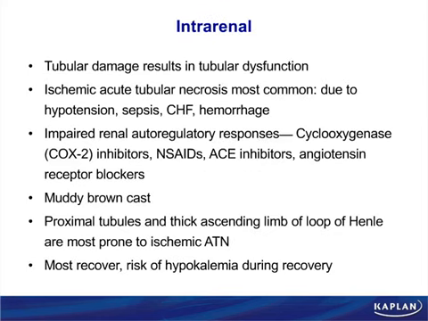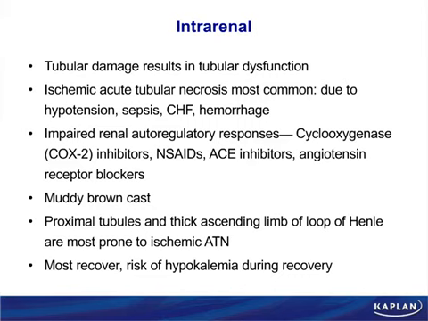Now, in intrinsic renal failure, there is tubular damage leading to tubular dysfunction. This could commonly be due to ischemic acute tubular necrosis. This is due to necrosis of the tubules, most commonly due to hypotension. I commonly see it in sepsis in my patients. This could be due to congestive heart failure or hemorrhage. The tubules get ischemic damage from decreased flow rates. This could be due to drugs that inhibit autoregulation. NSAIDs, common culprit. COX-2 inhibitors or ACE inhibitors or ARBs.